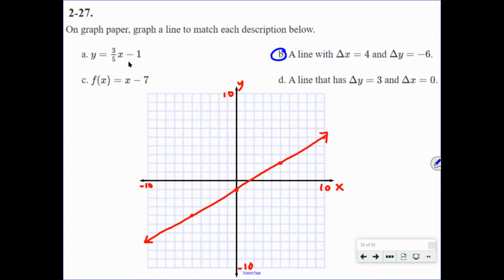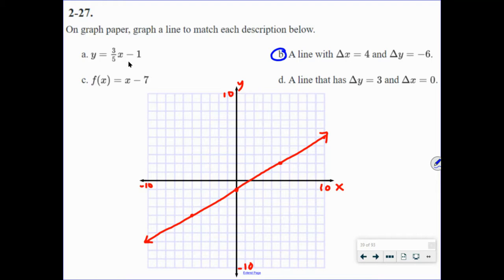Okay, hopefully you did it. Hopefully it made sense. Do you think you got it? All right, let's find out. A line with a change in x of 4 and a change in y of -6. The problem, though, isn't there? What's the problem? The problem is it didn't tell me the y-intercept.